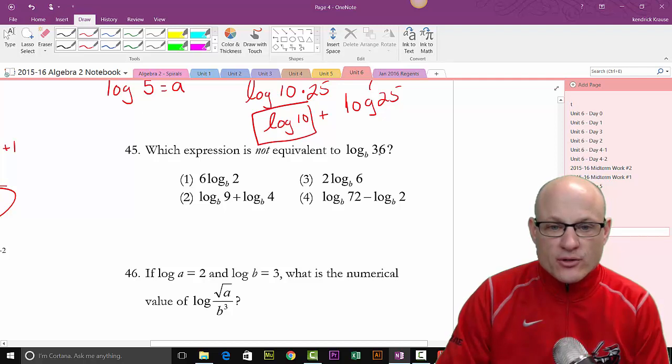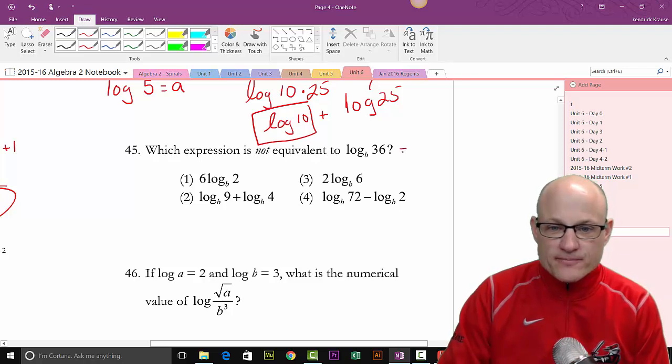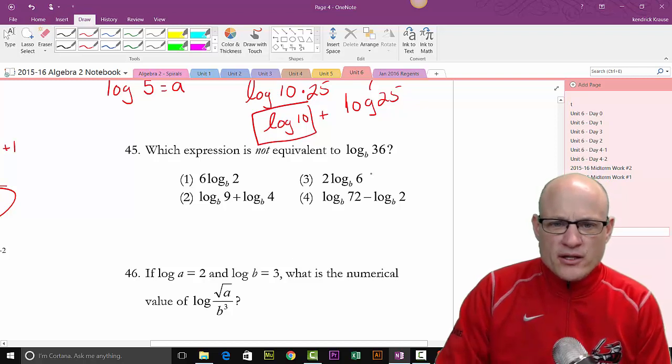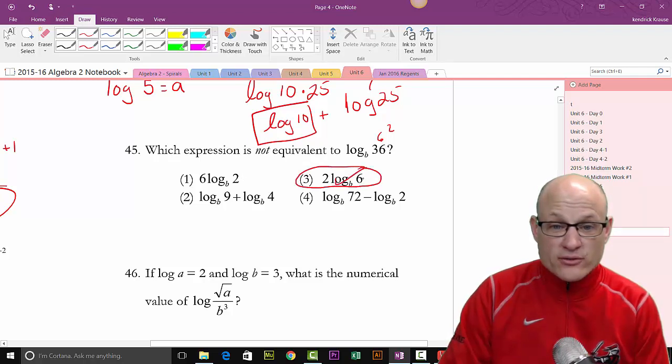Log b of 36. So let's set that equal to x. So I could do b to the x is equal to 36. No, I don't want to do that. I don't know if that helps. I can make this 6 squared and put the 2 out front. So that works. So that checks.